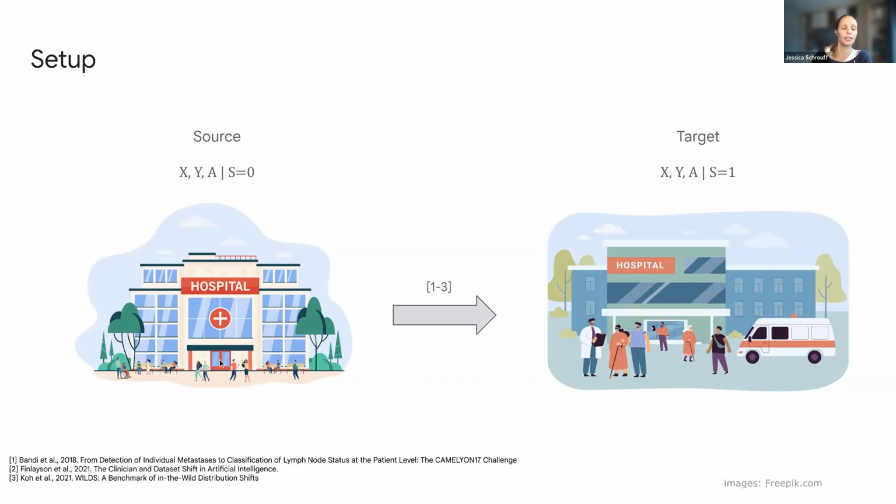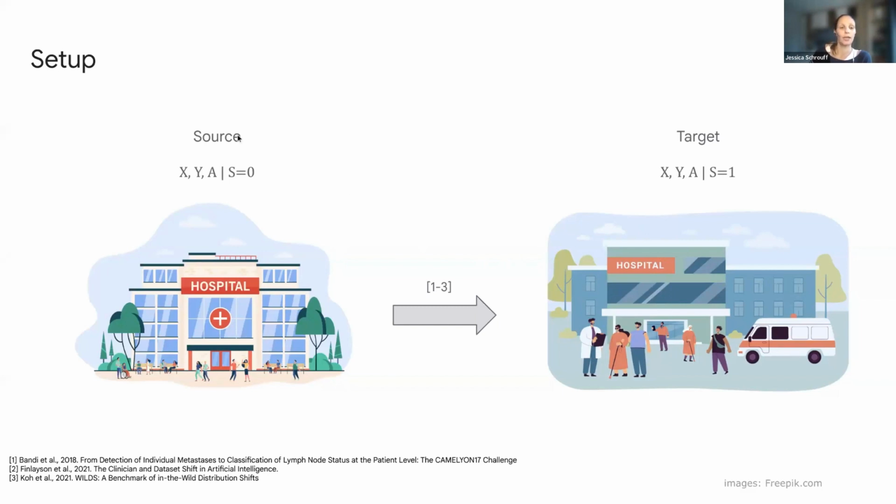You train a model on this, and you want to deploy it in another target hospital where you also have these variables, but there might be a lot of things that have changed between your source and your target environments. If you're looking at scans, they might be using a different machine. The population around the hospital might be different, so you might have people who are more or less healthy. You might have people who have different distributions of sensitive attributes. So all of these can vary.